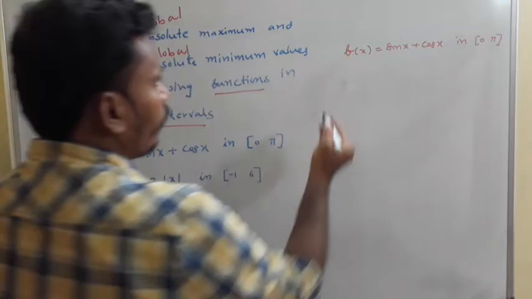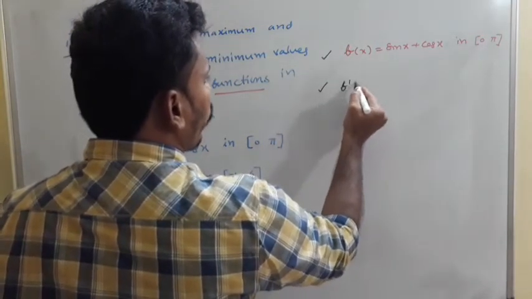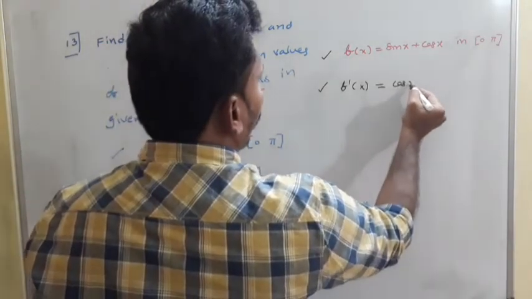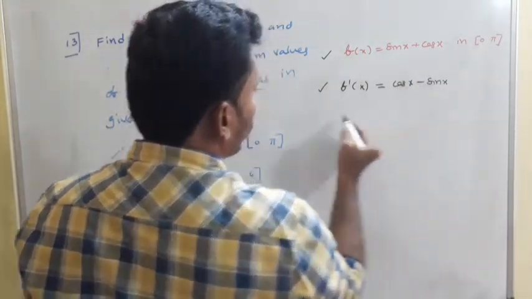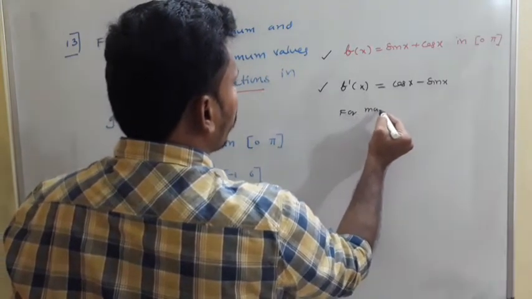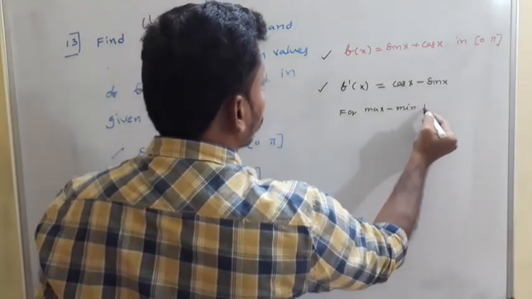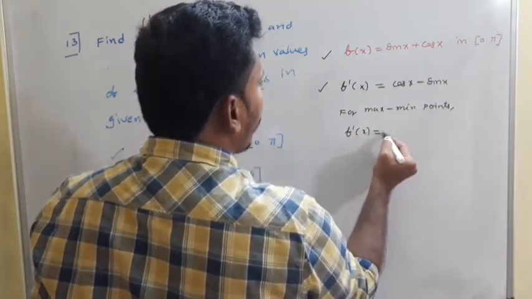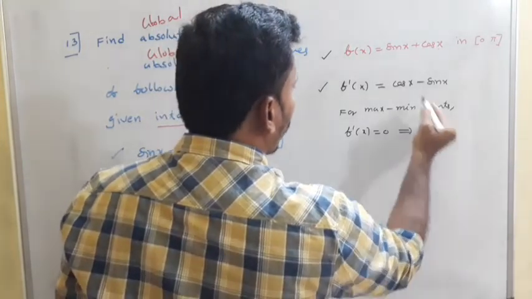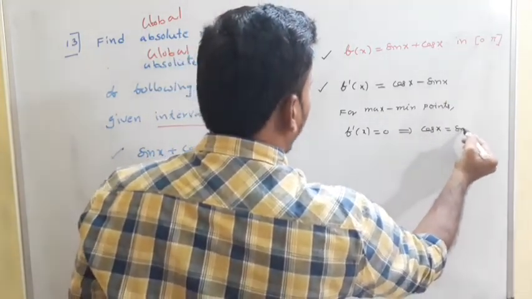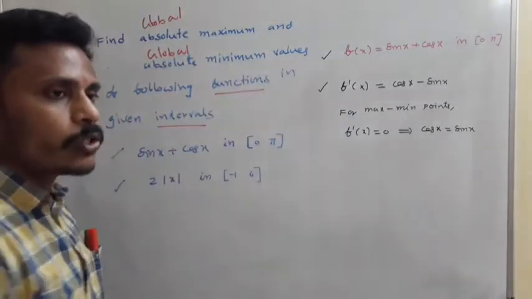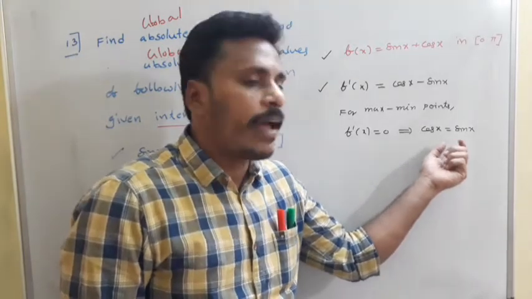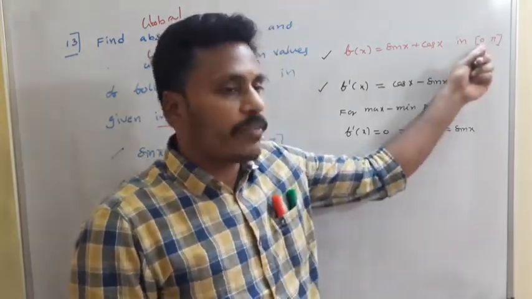So for that we need the derivative, right? So calculate f dash of x. F dash of x is equal to the derivative of sin x, which is cos x, whereas the derivative of cos x is minus sin x. And for maxima minima points, f dash of x is equal to 0. Since f dash of x is equal to 0, cos x minus sin x is equal to 0, and that implies cos x is equal to sin x. And we need to mention the values of x, and that x must be in this interval 0 to pi.